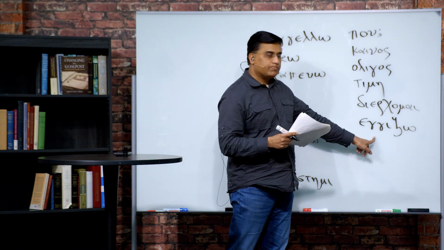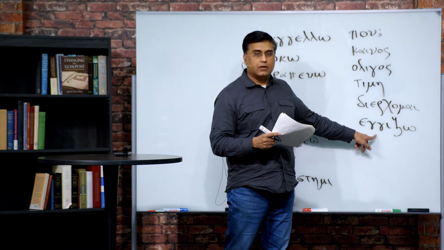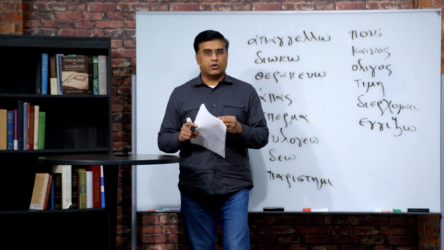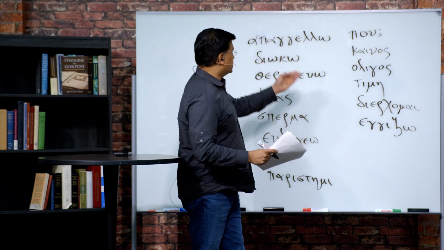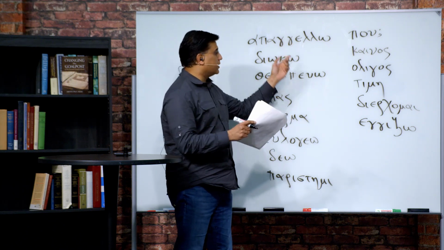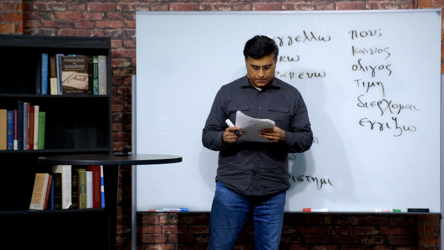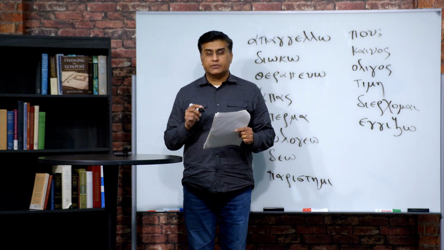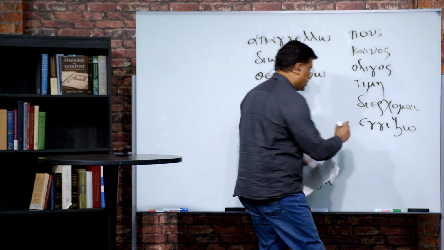Keep in mind the double G's, when they come together like that, the first one takes on the N sound, just like apongelo. It's not apagegelo, it's apongelo and engidzo. Next, meros. Meros is part or portion.